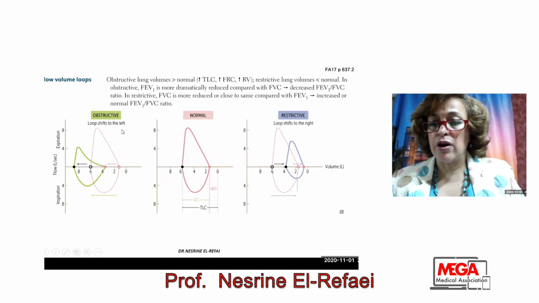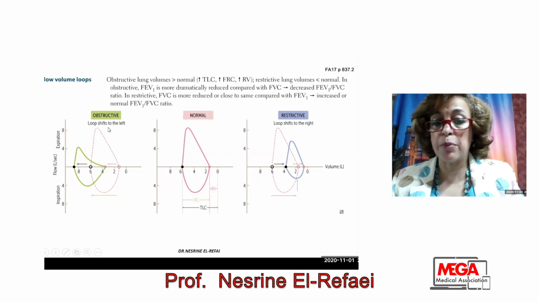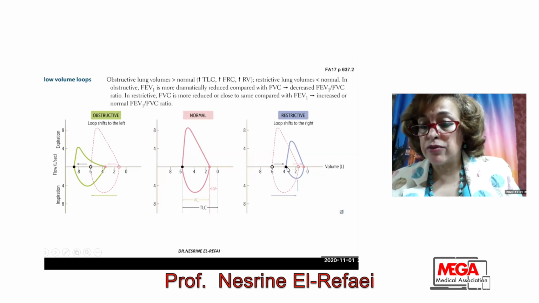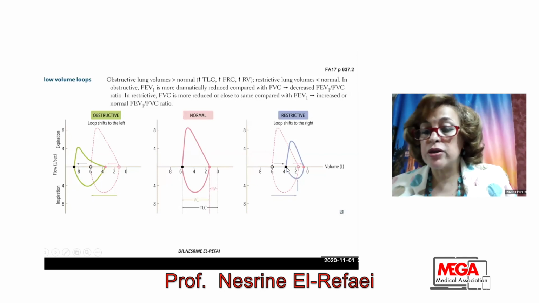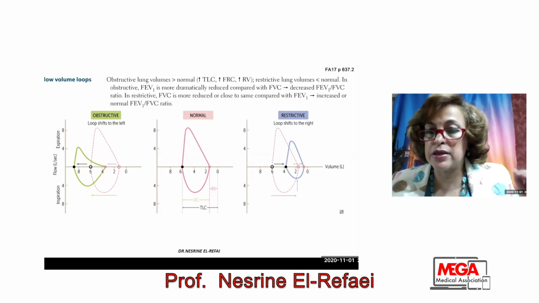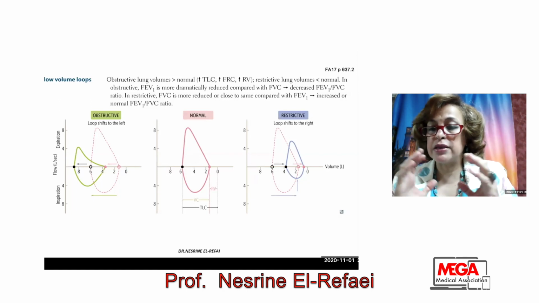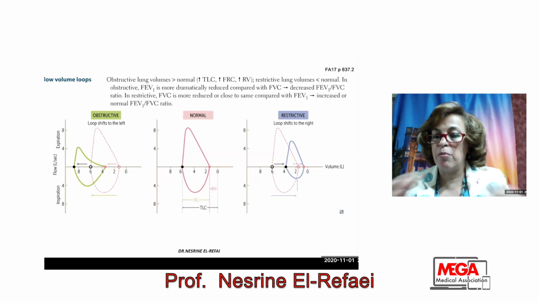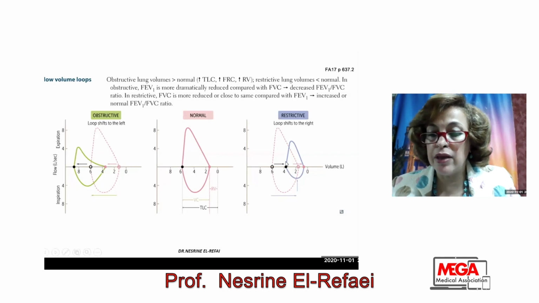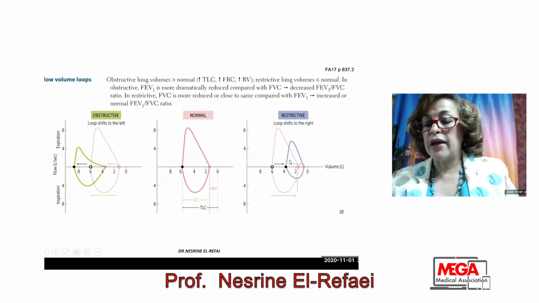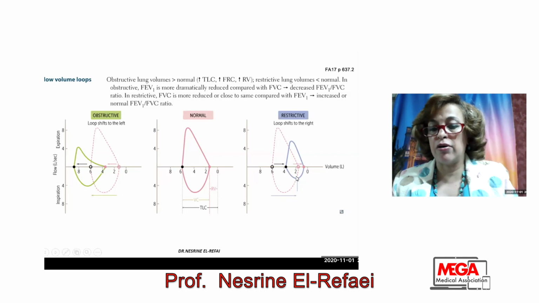With obstructive disease or COPD or an asthmatic patient, we'll find this loop. The expiration is flattened, looks like this. But in restrictive lung disease, the patient is huge and obese, but this adipose tissue decreases the lung function, and he has restrictive lung disease, so the flow-volume loop will look smaller than normal and shifted to the right. All lung volumes are decreased.